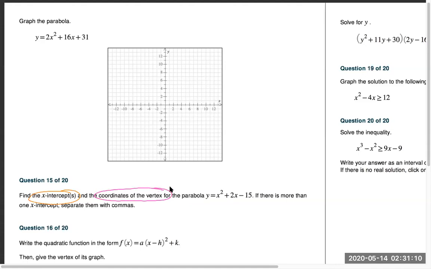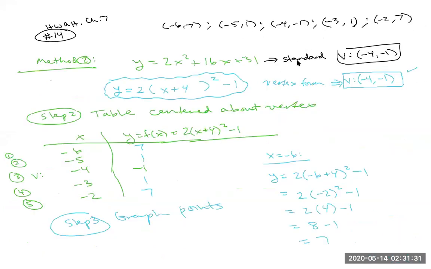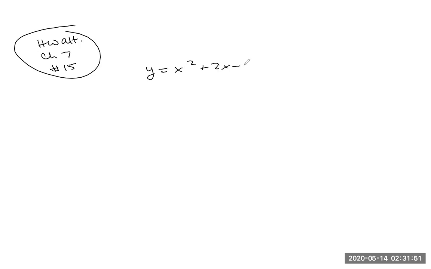Okay, so I'm going to do this on the whiteboard so that I have more room. Take a picture of that. Stop share. And then go to the whiteboard. Come on. All right, let me clear all this out. And then this is homework alternate, chapter 7, number 15. Oh no. Okay, there we go. All right, so we're given y equals x squared plus 2x minus 15.